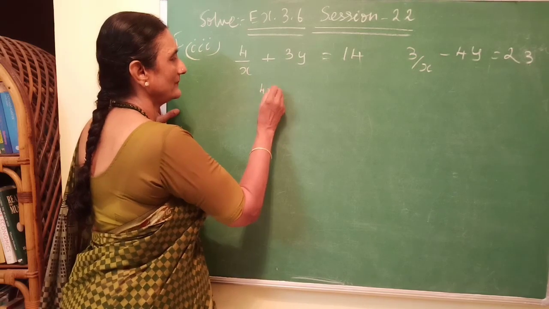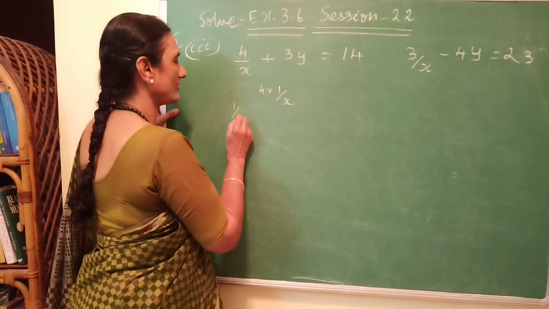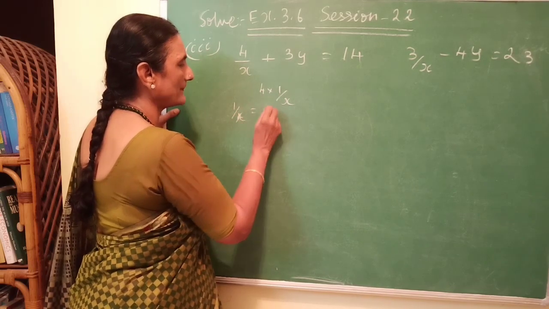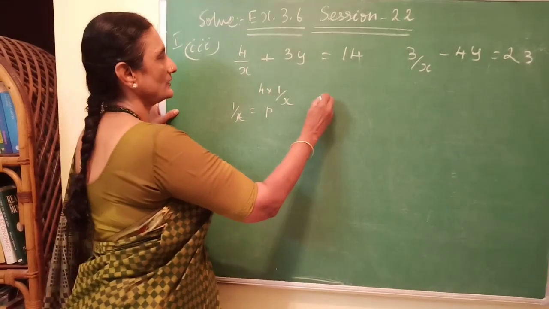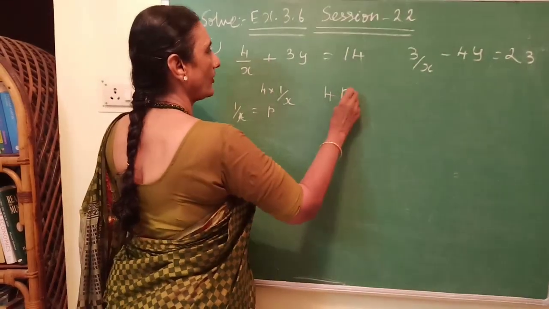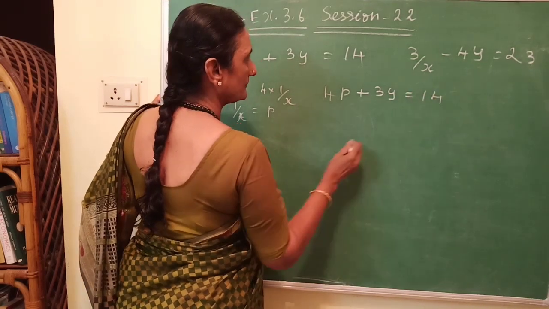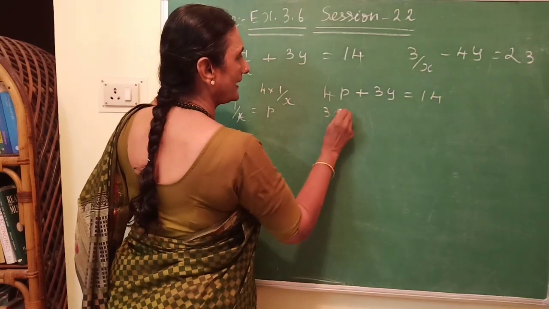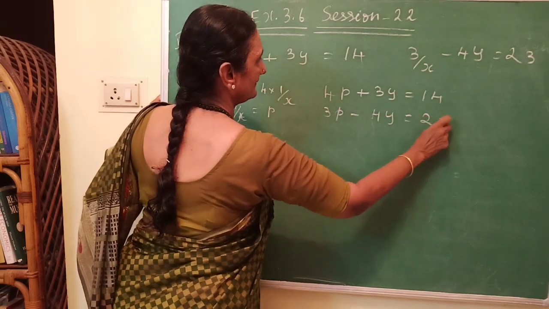So this is nothing but 4 into 1 by x. That means we can substitute 1 by x as some p and let y be as it is. So if that is the case, your equations will become 4p plus 3y is equal to 14 and 3p minus 4y is equal to 23.